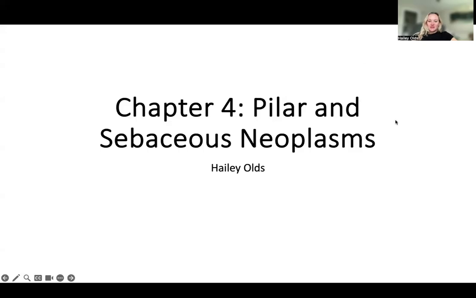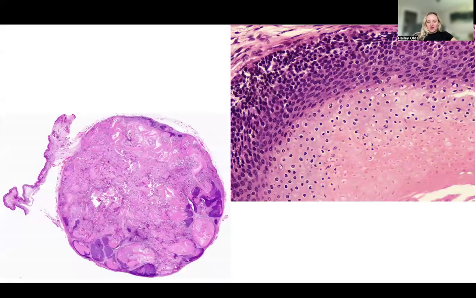Okay, so today we're going to be talking about pilar and sebaceous neoplasms. So this corresponds to chapter 4 with the Elston textbook. So, first one.